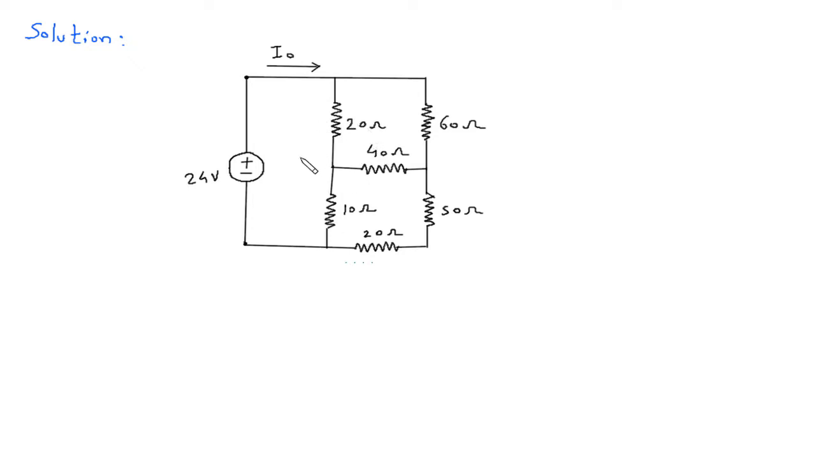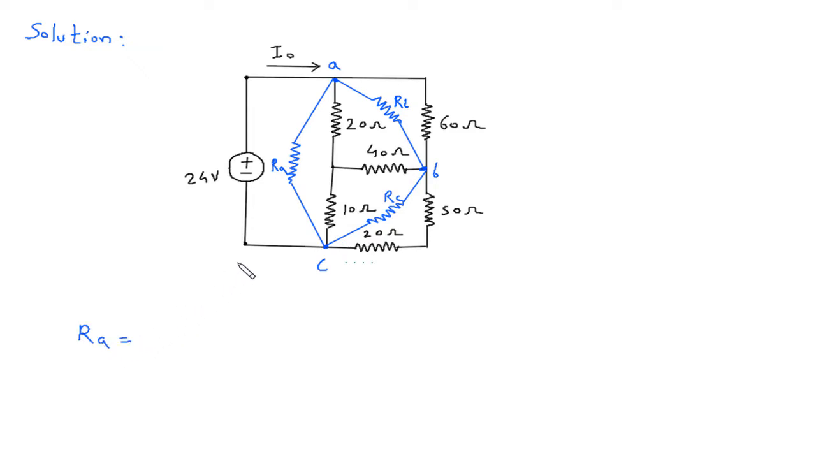Then we will convert this star connection or Y connection into its equivalent delta connection. So for that, let us redraw its equivalent delta connection first. Let us say this is point A, this is point B, this is point C. Let's say this is RA, this is RB, and this is RC. Now we will find RA, RB, and RC.